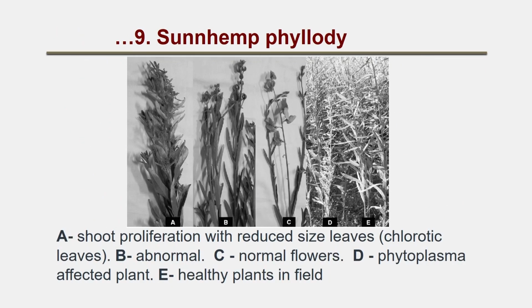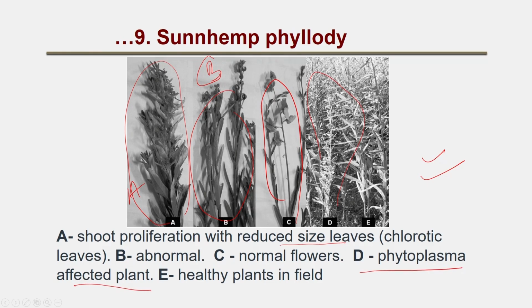So you can see this picture of sunnhemp phyllody. Shoot proliferation in number 1, you can see with reduced size of leaves. Chlorotic leaves are there in this picture A, and then see picture B. This is abnormal growth, and see this picture C where normal flowers are there, and in D phytoplasma affected plant, and in E healthy plants in the field.